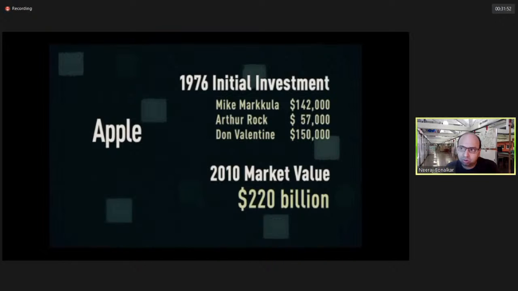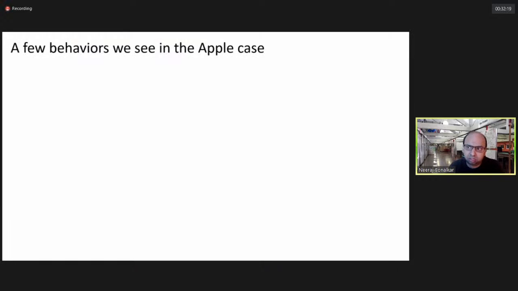So this was a story of the beginning of Apple Computer. And as you can see on this slide here, the initial investment was a few $100,000. The 2010 market value was $220 billion, and now it's more than $1 trillion. So that's a tremendous amount of wealth generation. We don't expect that all companies will become Apple in their growth trajectory, but really this story tells us a few things about a few behaviors that we need to pay attention to.